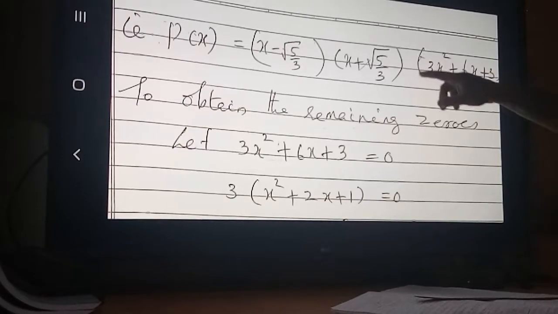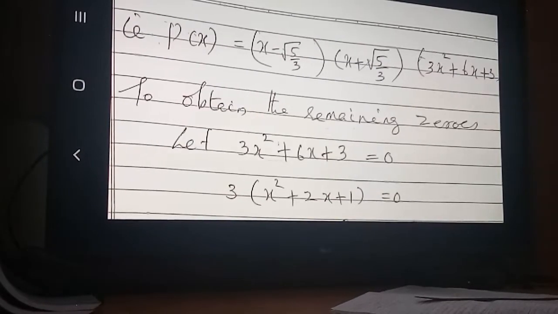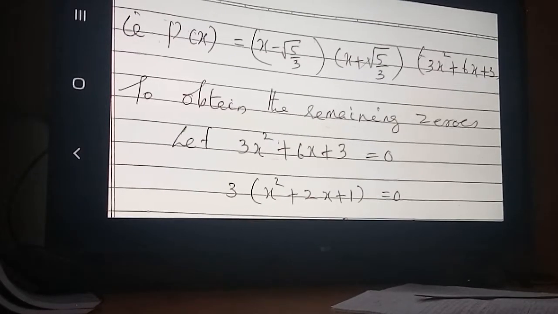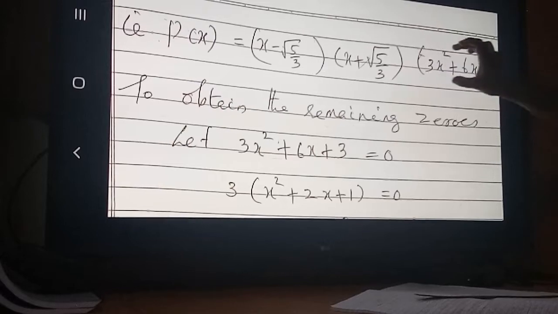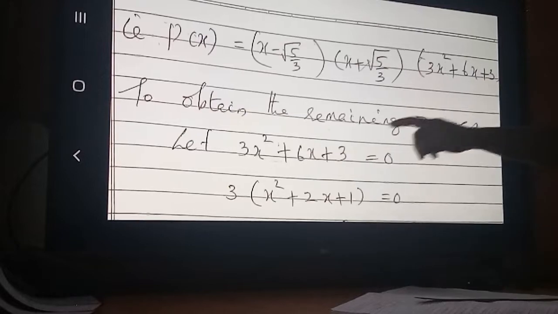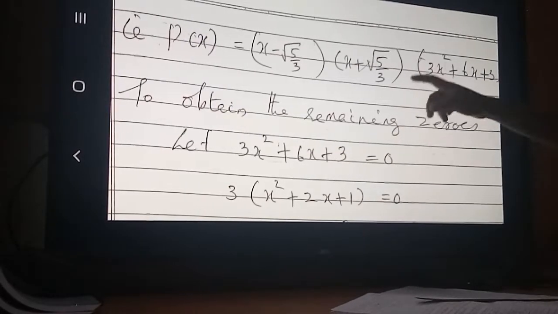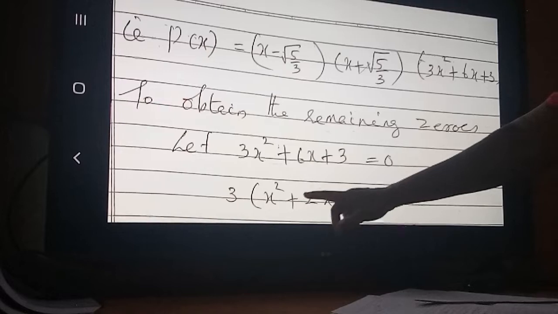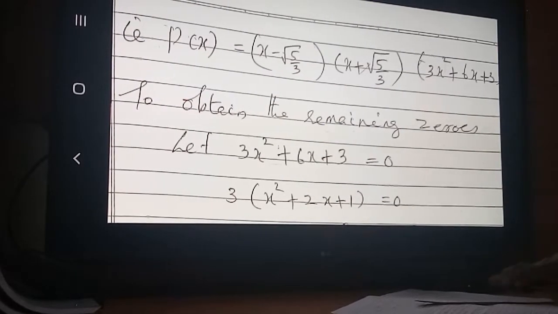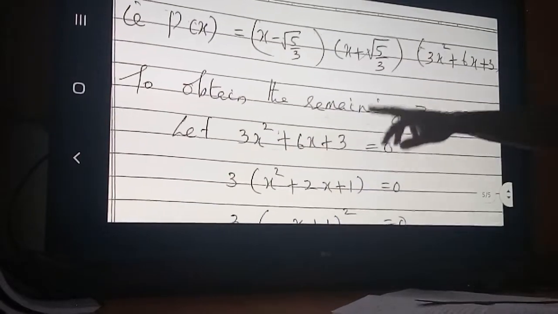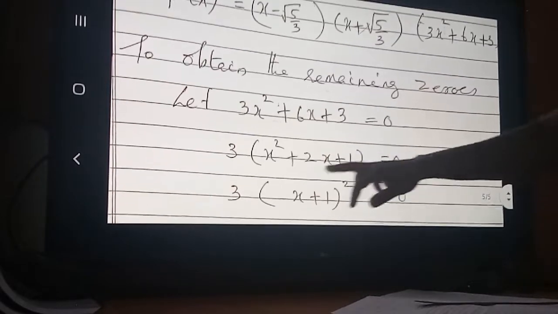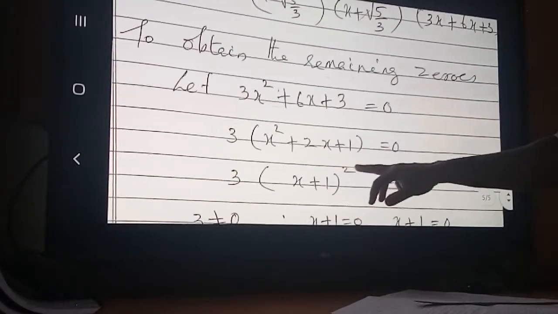Therefore, for obtaining the remaining two zeros, you know the method. What's the method of obtaining the zeros? Let that polynomial be equal to 0. Therefore, to obtain the remaining zeros, we take 3x square plus 6x plus 3 equal to 0. That means 3 can be taken common outside, or however you factorize, no problem. 3 into x square plus 2x plus 1 equal to 0. That is 3 into x plus 1 the whole square equal to 0.